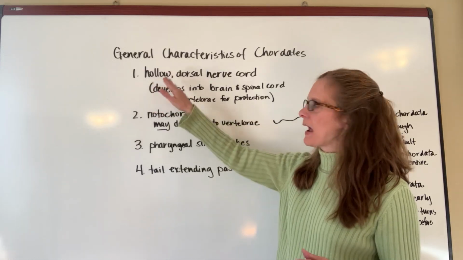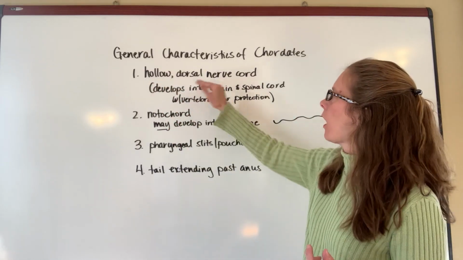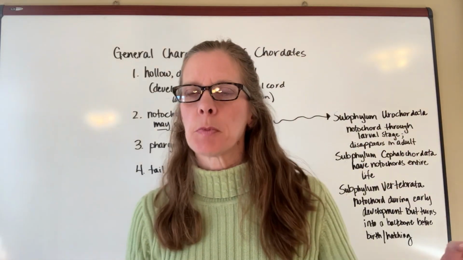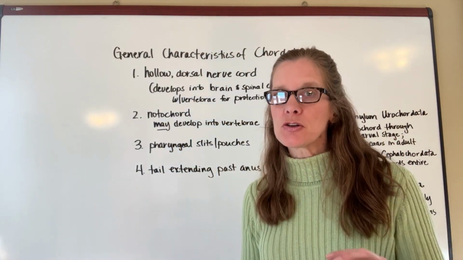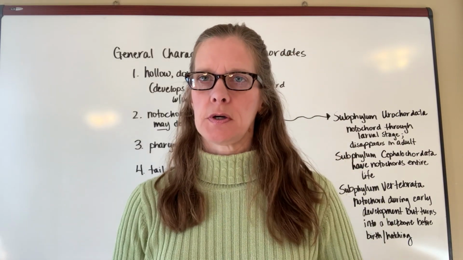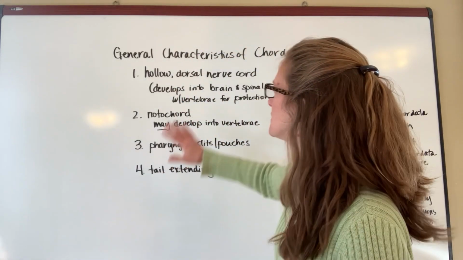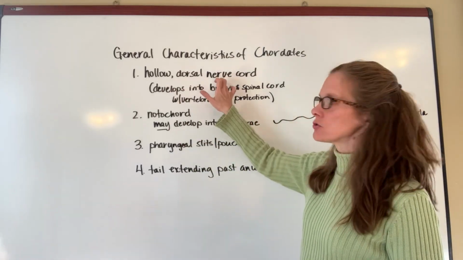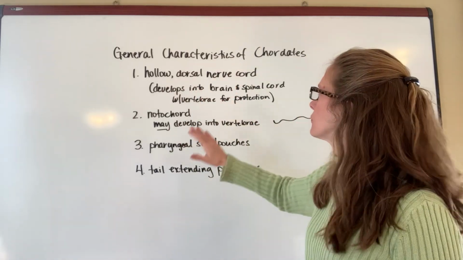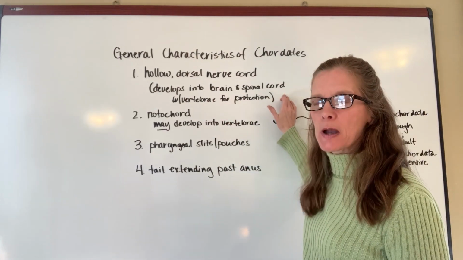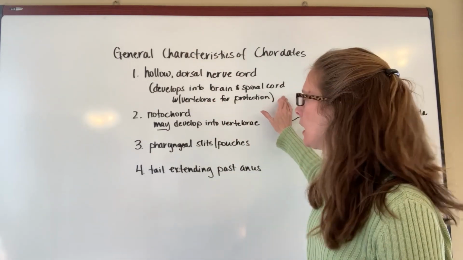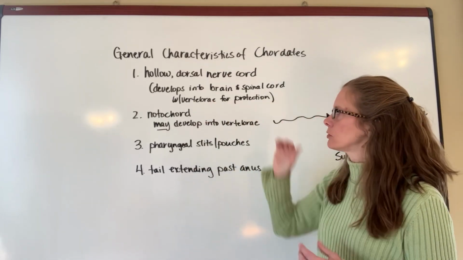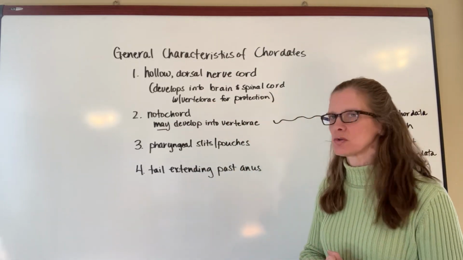First of all, they're going to have, again, at some point in their development, a hollow dorsal nerve cord. Now, you'll recall in the last module, we talked about a ventral nerve cord, which is on the underside of the creature, but this is going to be on the dorsal or back side. This dorsal nerve cord will develop into a brain and spinal cord, and for the creatures that end up with a backbone, the vertebrae are going to come around that in order to protect it. Okay, so that's the first characteristic.